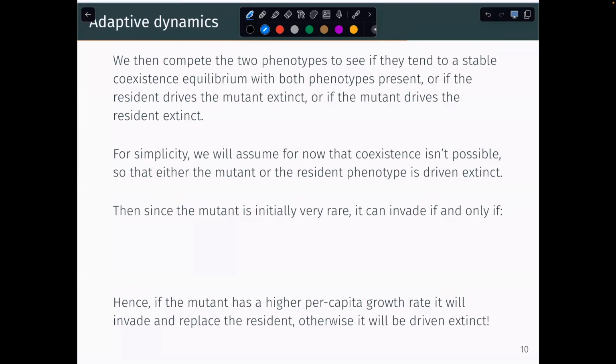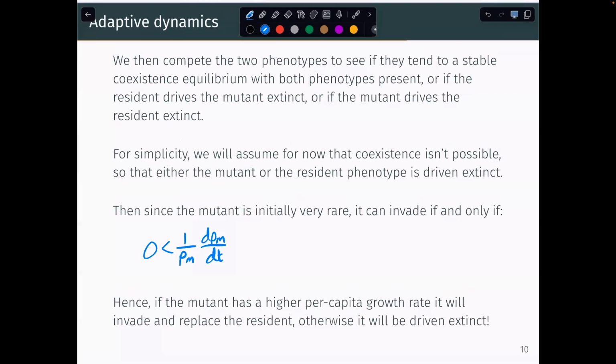So for it to invade, we need to have its per capita growth rate, 1 over P_M dP_M/dt, being positive. If it's negative, then it's just going to decay to 0. Remember, this is going to tell us essentially exponential growth or decay.